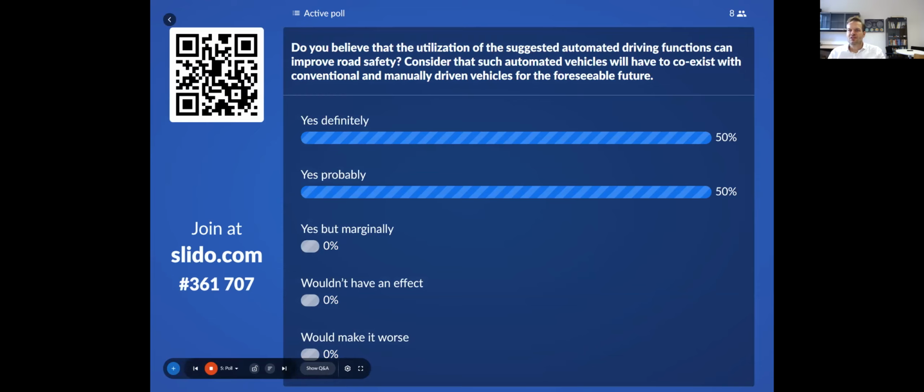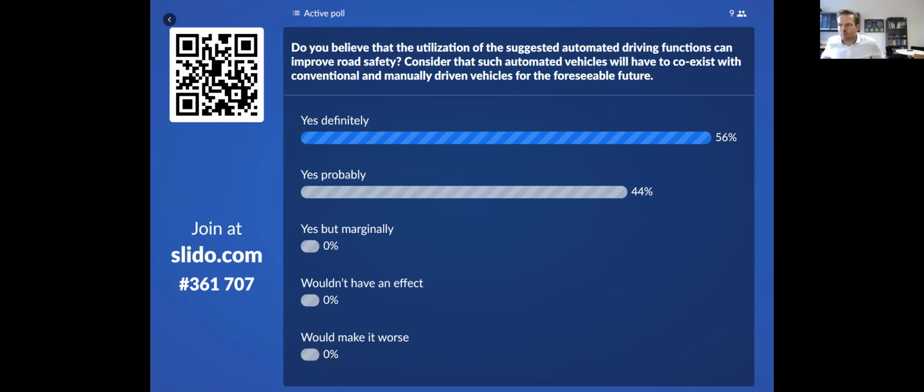Next question. Do you believe that the utilization of the suggested automated driving functions can improve road safety? Consider that such automated vehicles will have to coexist with conventional and manually driven vehicles for the foreseeable future. Here we get quite a clear yes, I would say. Yes, I agree, and I think this is perceived as very positive by the people who are in this field, which is quite supporting for us.